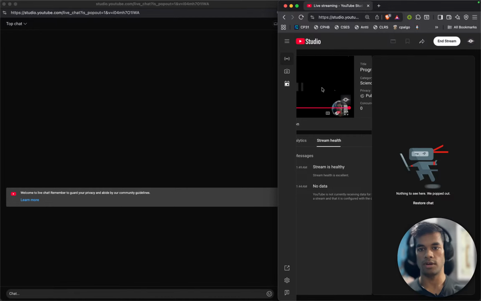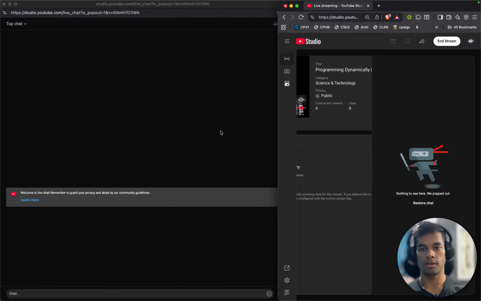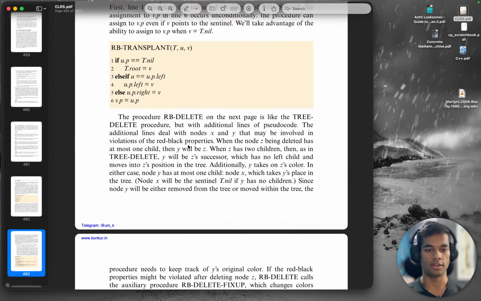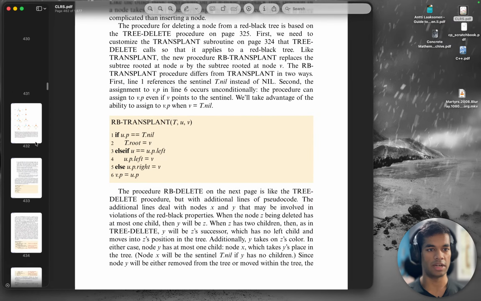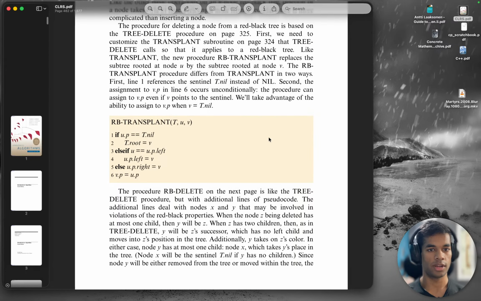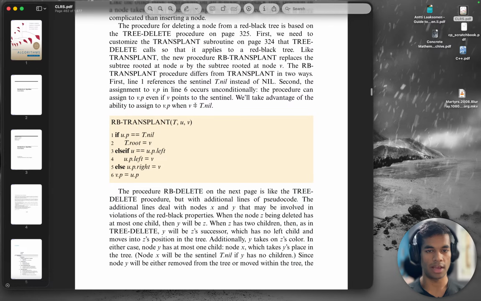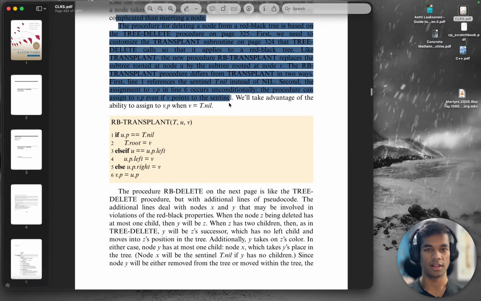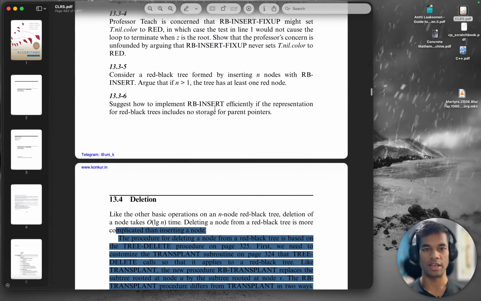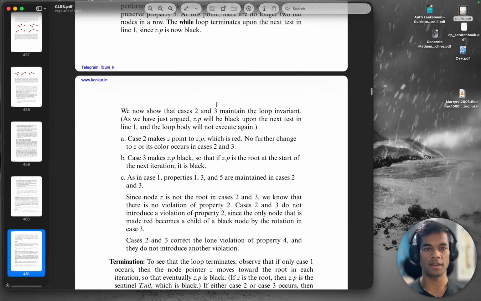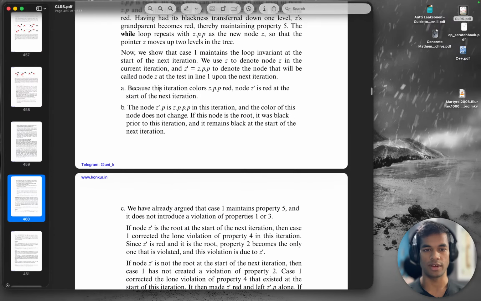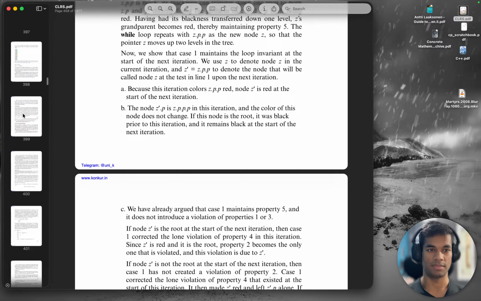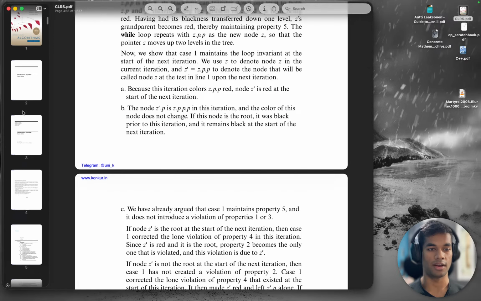Yep. So I will stop my video over here. And this is not it. This is red black trees deletion. I was reading about deletion in red black trees, and deletion is quite complicated in red black trees. Insertion is not that complicated. Insertion is fine. But deletion is complicated in red black trees.